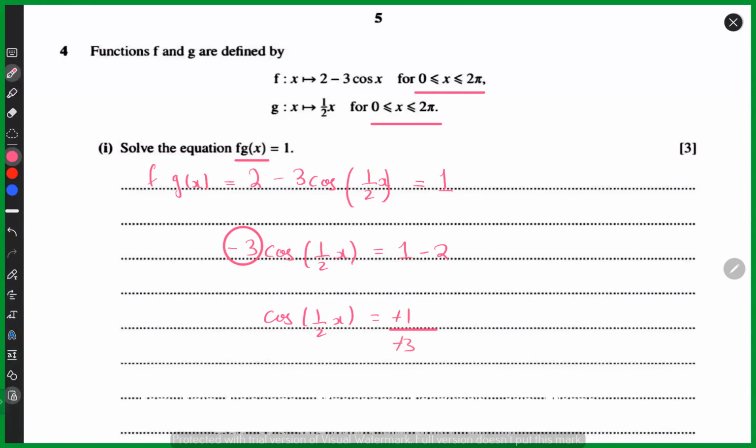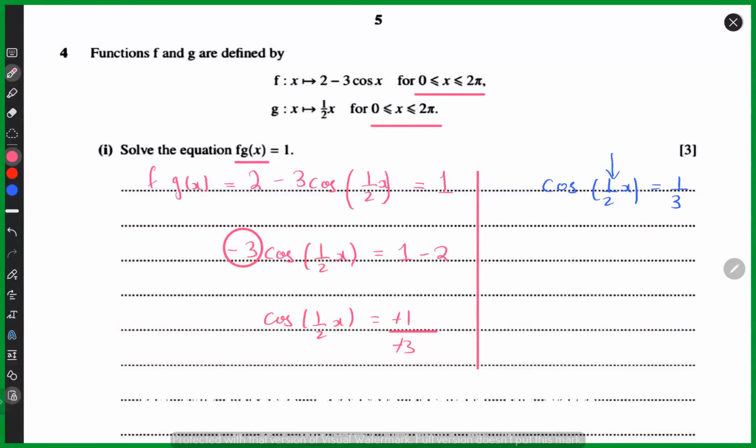So what do I have at this point? Cos 1 by 2x is basically equal to 1 by 3. Okay. Again, the difference is we have done a question of similar type in the past. Instead of having theta or x, I have 1 by 2x. That is fine. How do we do such questions?